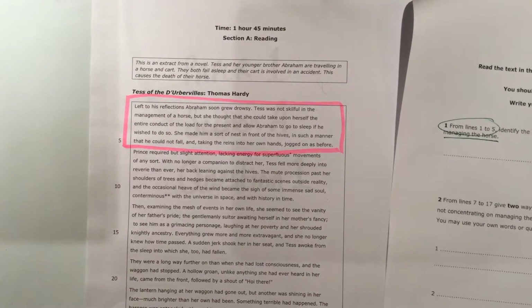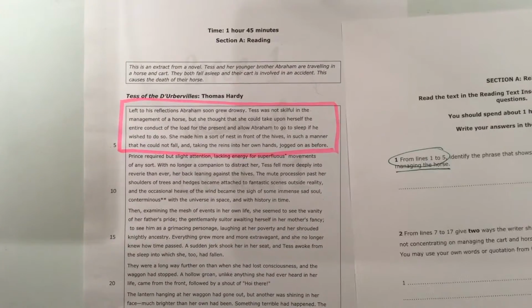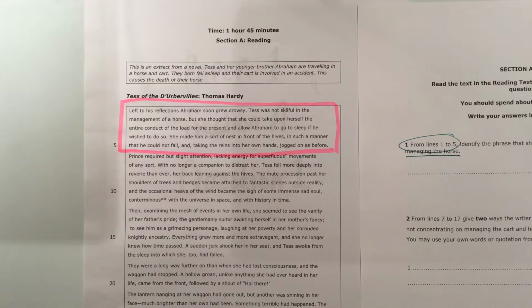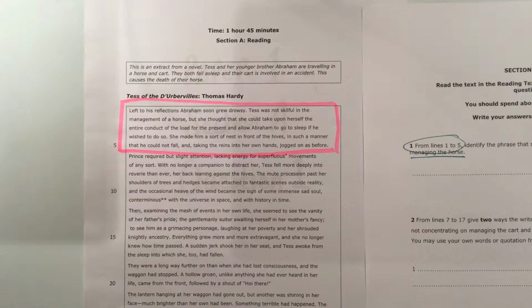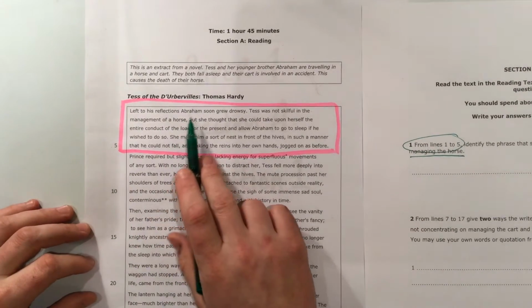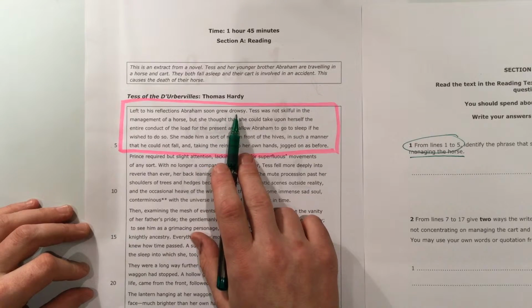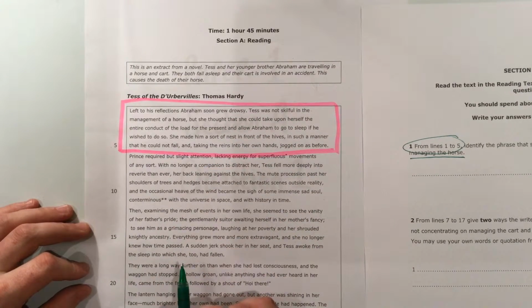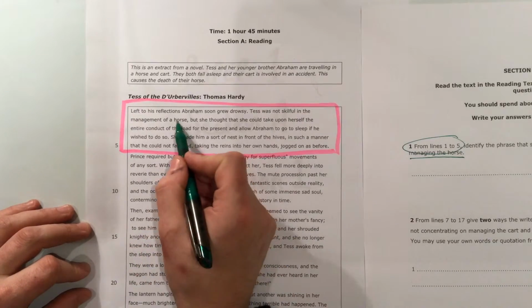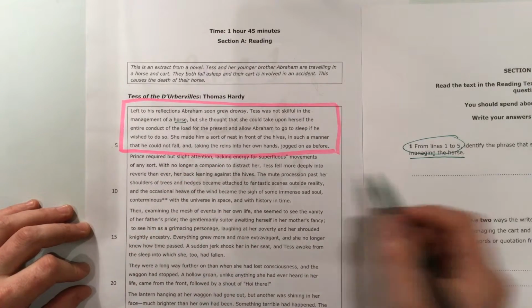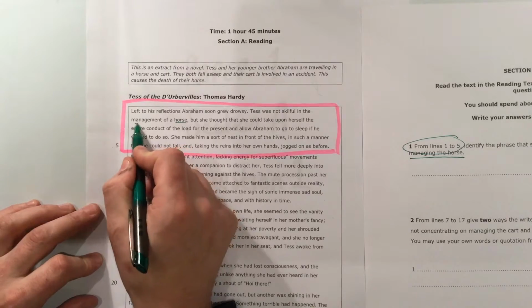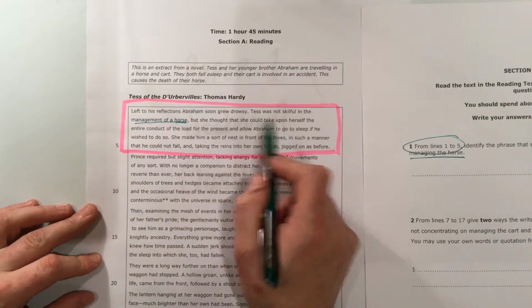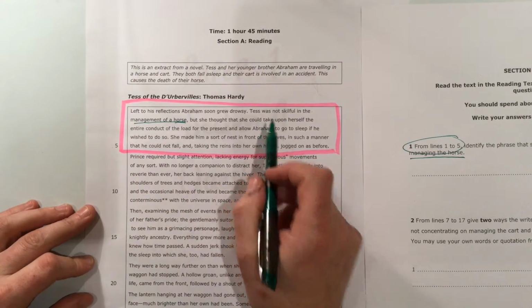Okay, so now I'm going to go back to my extract. I'm going to reread lines 1 to 5, and I'm going to find the sentence that tells me that she's not an expert in managing the horse. "Left his reflections, Abraham soon grew drowsy." Nope, nothing about horse. "Tess was not skillful in the management of a horse." Right, keyword that stands out there, we've got the word horse. Not an expert in managing the horse, we've got the word managing as well. So, I just need to read around this to make sure that I'm in the right place.